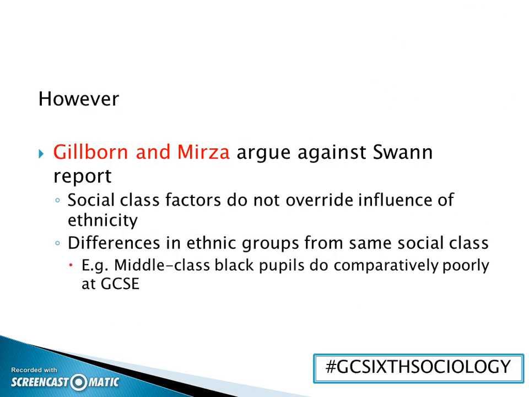However, Gillborn and Mirza argue against the Swann report. They say that social class factors don't override the influence of ethnicity, mainly because if we look at different ethnicities, even middle class black people do comparatively poorly at GCSE compared to other ethnic groups. So it's not down to social class. If you have the fortune and the finances to be able to do these things, such as go to galleries and have books and activities, then it still shows that there are ethnic differences there.